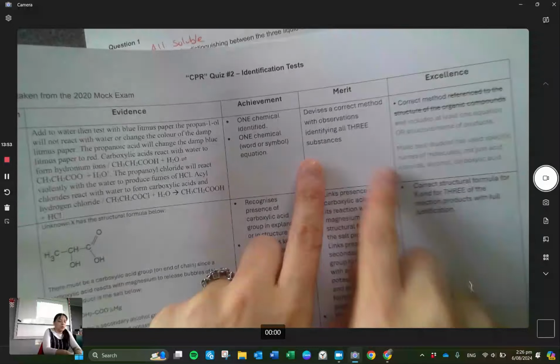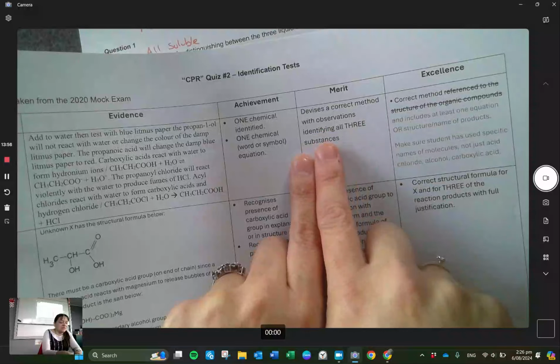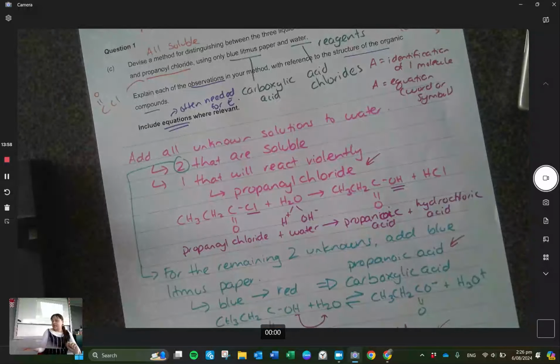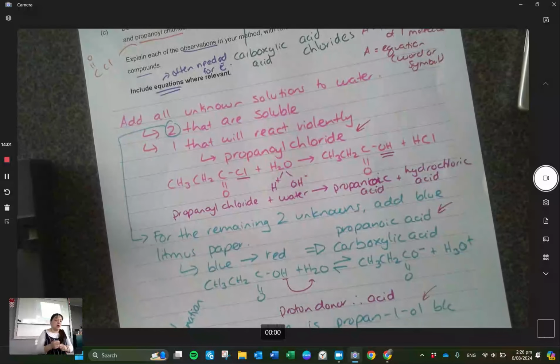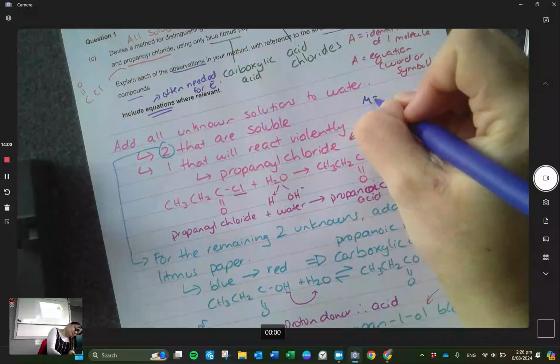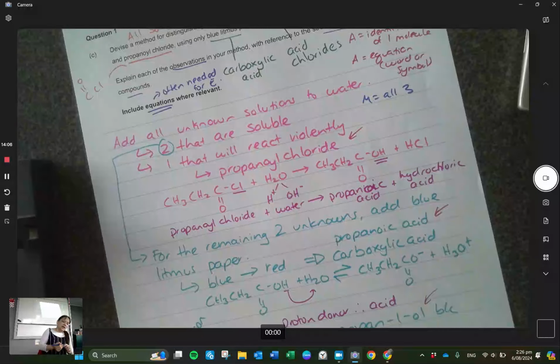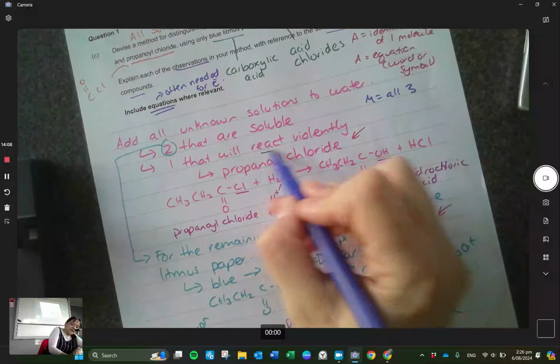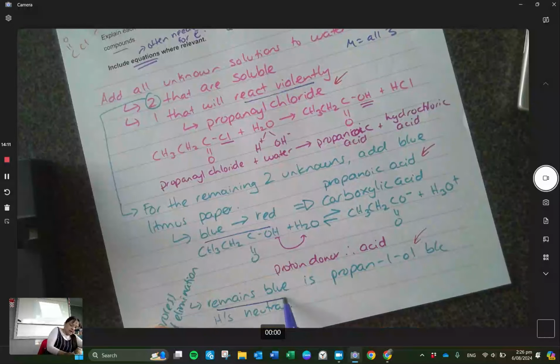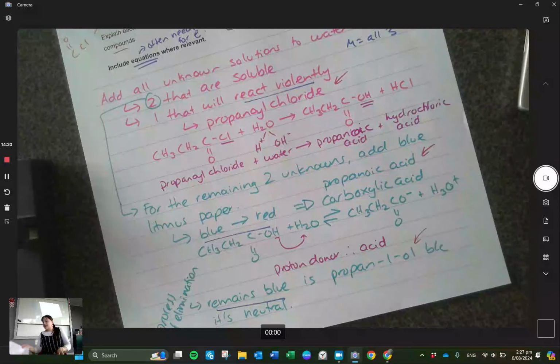All right, the merit point is devises the correct method with observations identifying all 3 substances. So you need to figure out all 3 of these things, what they are. You also need observations. So reacts violently, turning blue to red, remaining blue. These are all observations. For the merit requirement, though, you do not need to have any of those equations. And then for the excellence is having that with at least one equation or name or structure of the products.